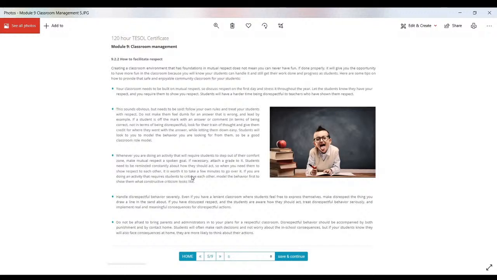Third, whenever you are doing an activity that will require students to step out of their comfort zone, make mutual respect a spoken goal. If necessary, attach a grade to it. Students need to be reminded constantly about how they should act. So when you need them to show respect to each other, it is worth it to take a few minutes to go over it. If you are doing an activity that requires students to critique each other, model the behavior first to show them what constructive criticism looks like.